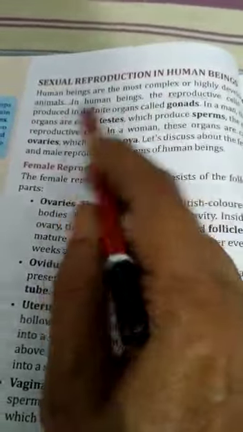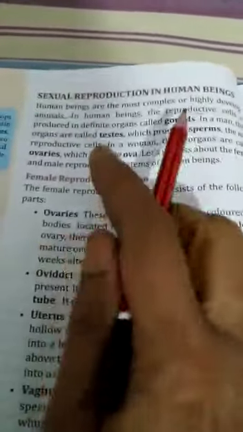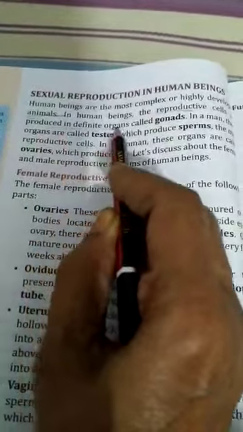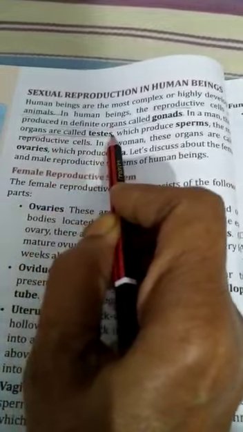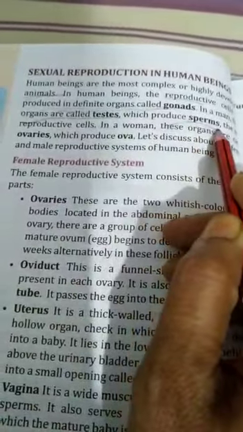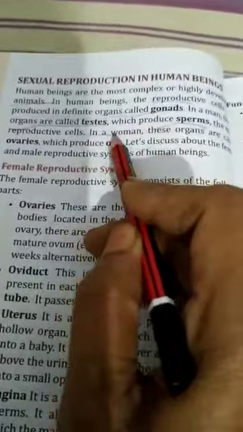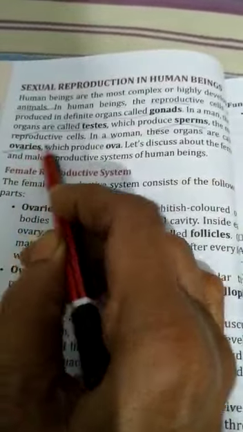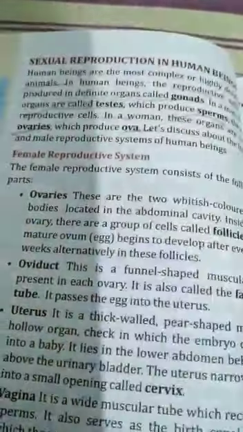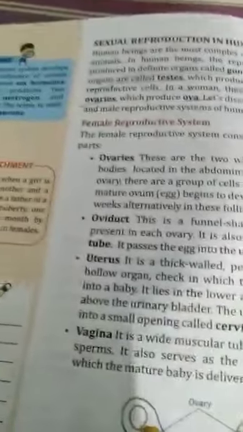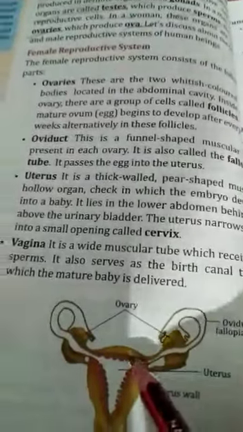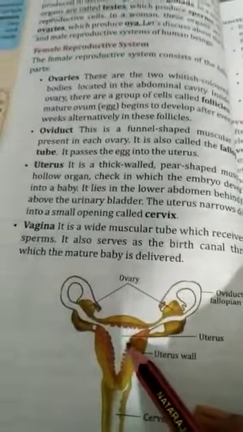The reproductive cells are produced in a definite organ called gonads. In man, the organs are called testes, which produce sperms, and in female they are called ovaries, which produce ova. So let us discuss the female reproductive system. For that you have to see this diagram.